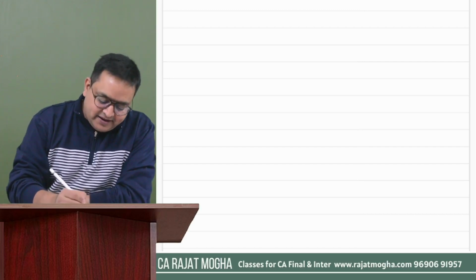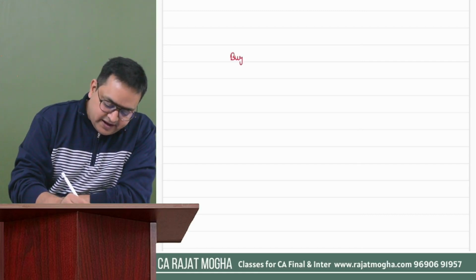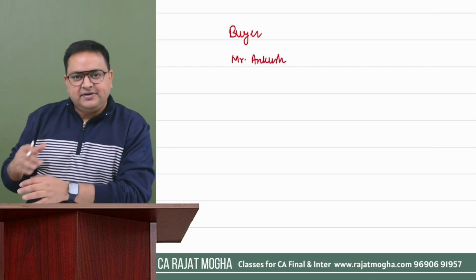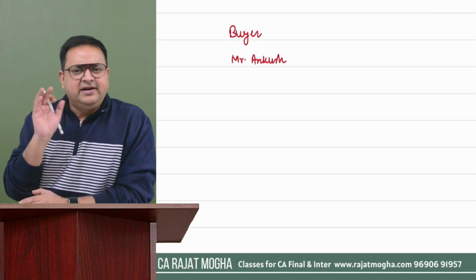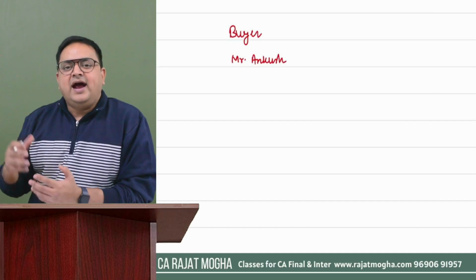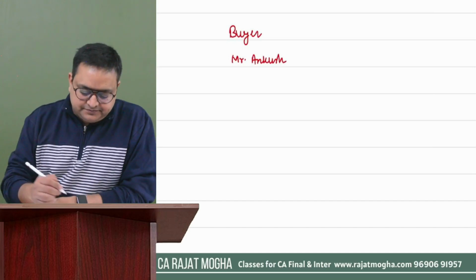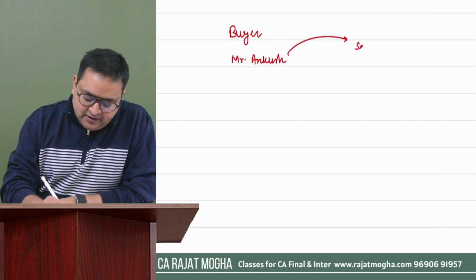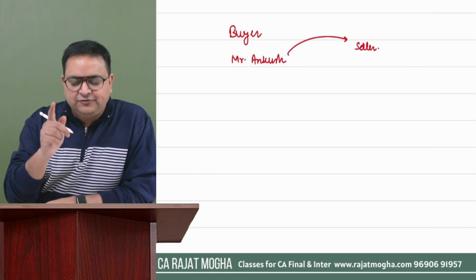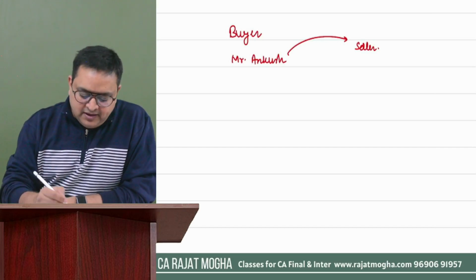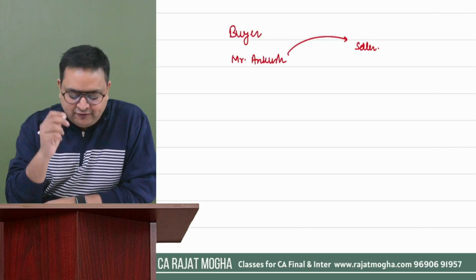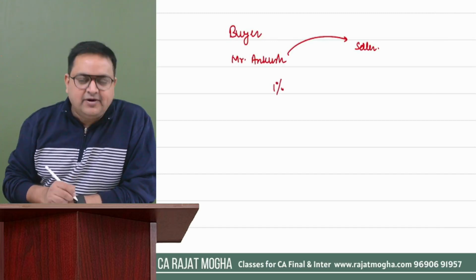So let's say there is any buyer of a property. Let me give him a name, Mr. Ankush. Ankush is purchasing a property. Let's say he's a salaried assessee, right? Ankush is a salaried assessee and he's purchasing a house for himself. So whenever you will be paying to the seller, first of all, tell me what is the value of this property. If it is more than rupees 50 lakh, then you have to deduct TDS at a rate of 1%.